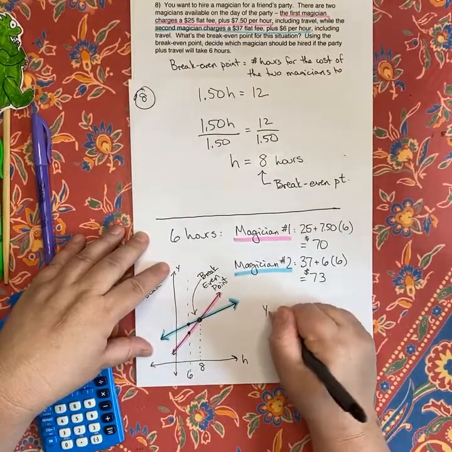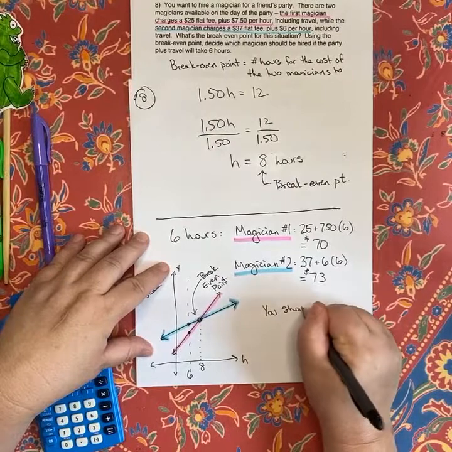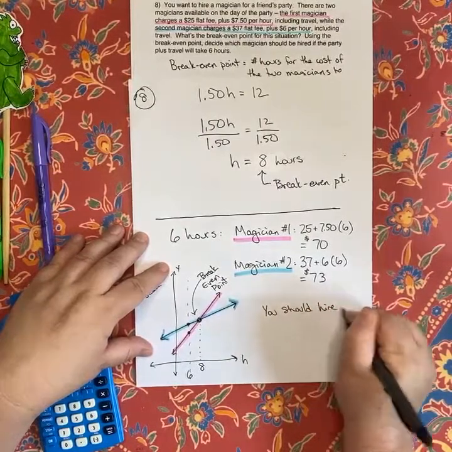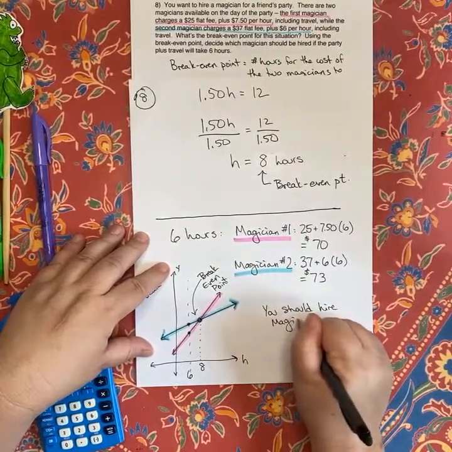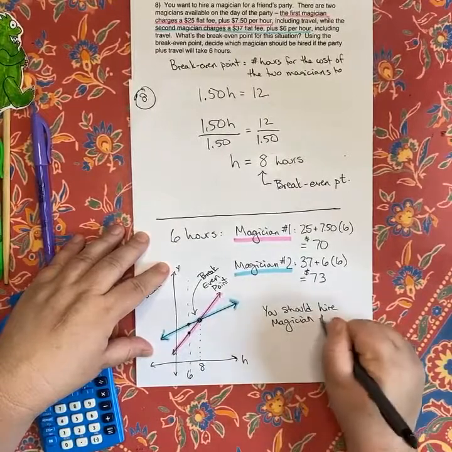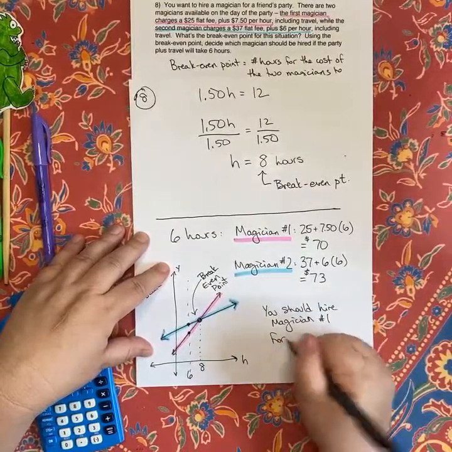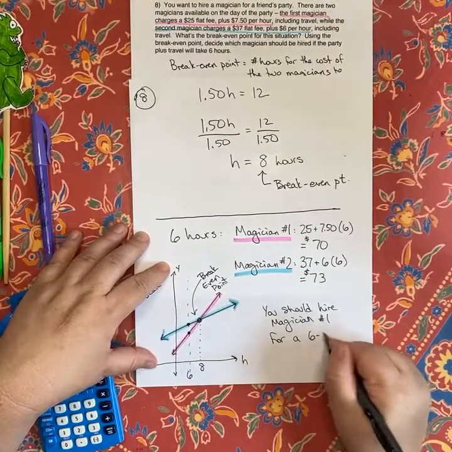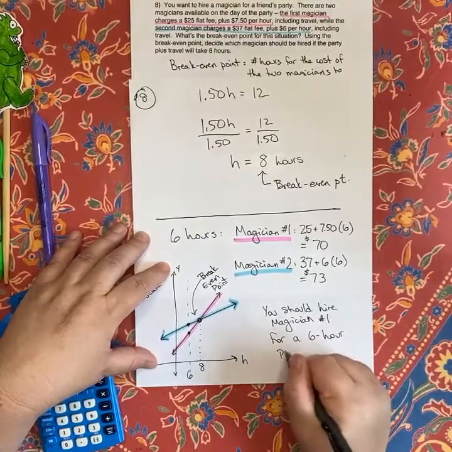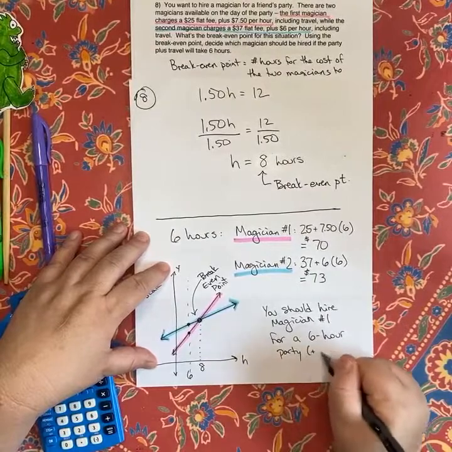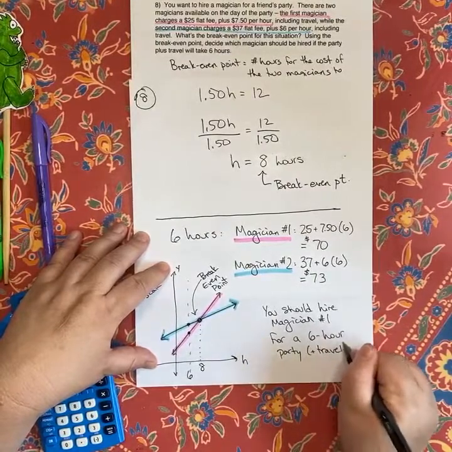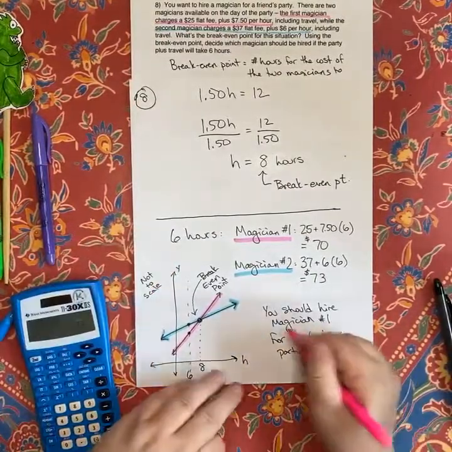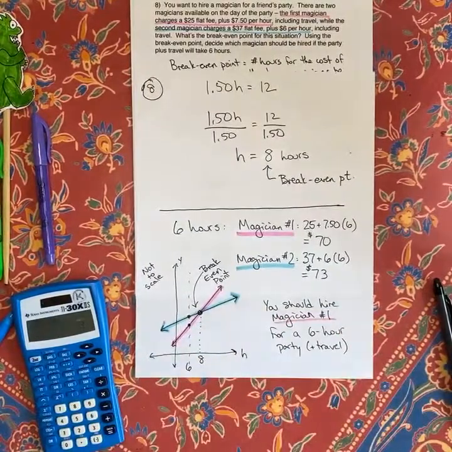So you should hire magician number 1 for a 6-hour party plus travel. The pink one. Kind of makes sense? Kind of woohoo? Okay. That was number 8.